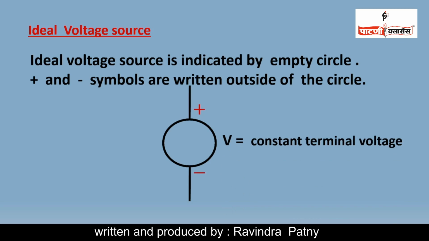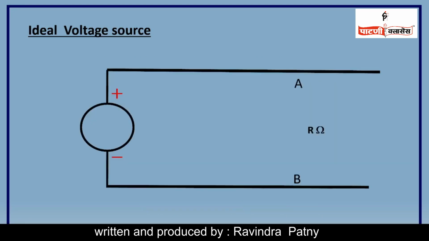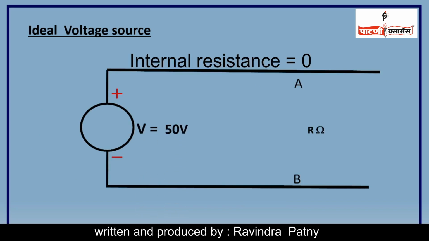V is nothing but constant terminal voltage. This symbol is nothing but the symbol of ideal voltage source. Internal resistance of an ideal voltage source is 0. Now consider an ideal voltage source with terminal voltage of 50 volts. Now connect a resistor of R ohms across it. R is any value, whatever the value you connect.